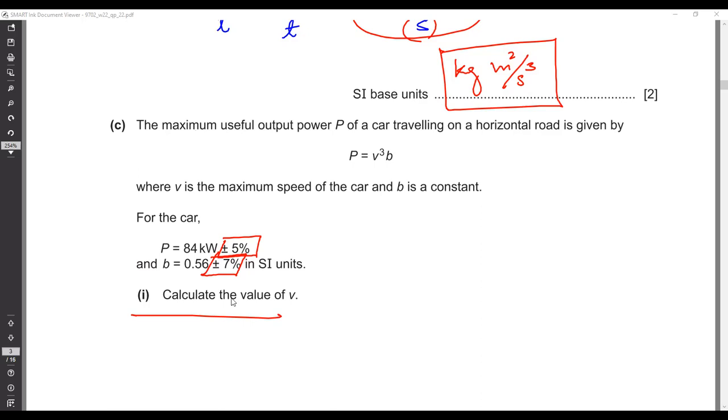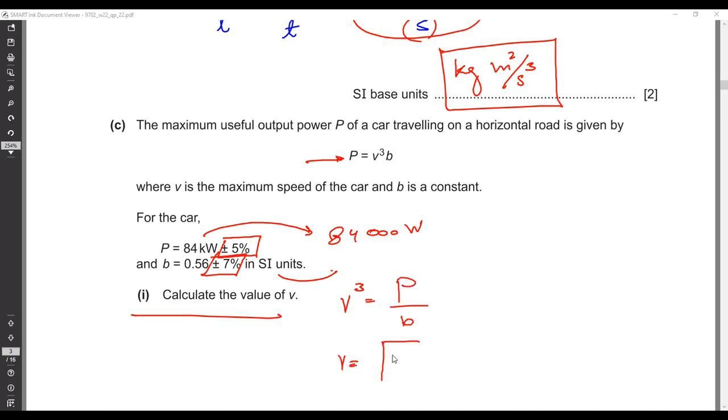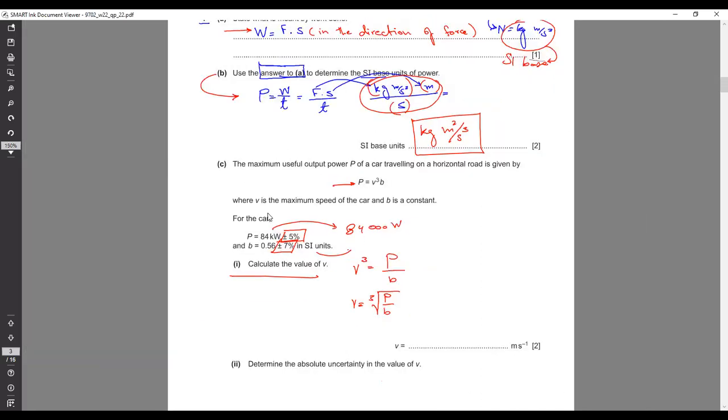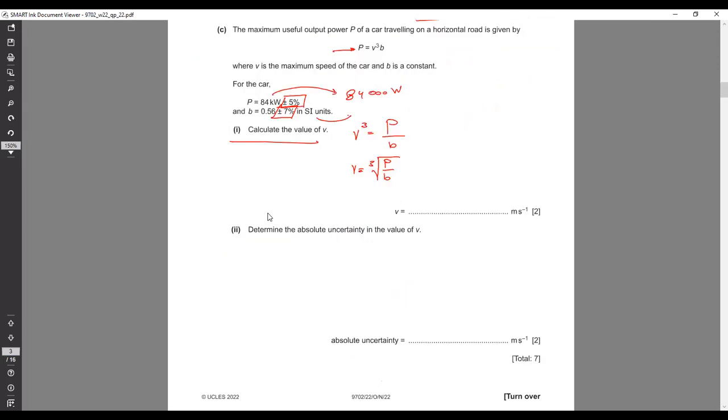You have the P value. Convert it into watts. So it will be 84,000 watt. And you have the B value. Using this formula to work out your V. So V cube will be equal to P over B, and then V will be equal to cube root of P over B. Can you do that? Yes. Okay, do it and let me know the answer.